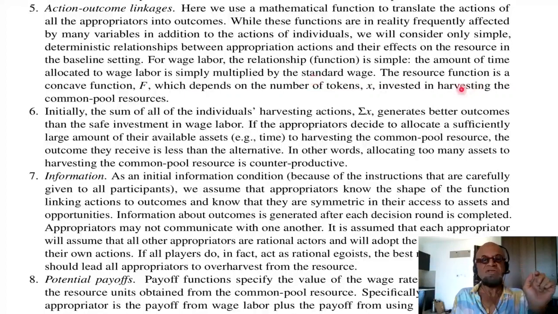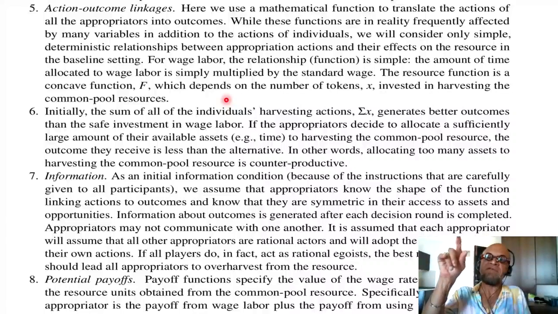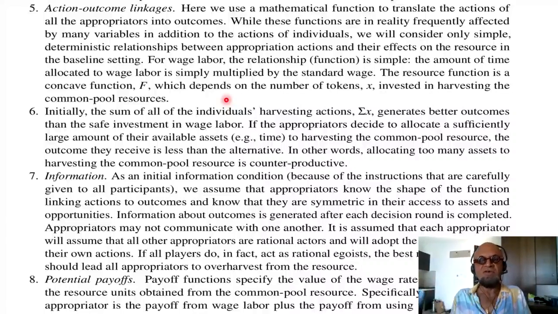The resource function is a concave function f, which depends on the number of tokens x invested in harvesting the common pool resource. So concave upwards, concave downwards, basically that means your benefits can go up and after some time they drop. So this obviously is the case because you have multiple players, multiple actors in the action situation and arena, and what they do will determine the maximum benefit of the group as a whole.